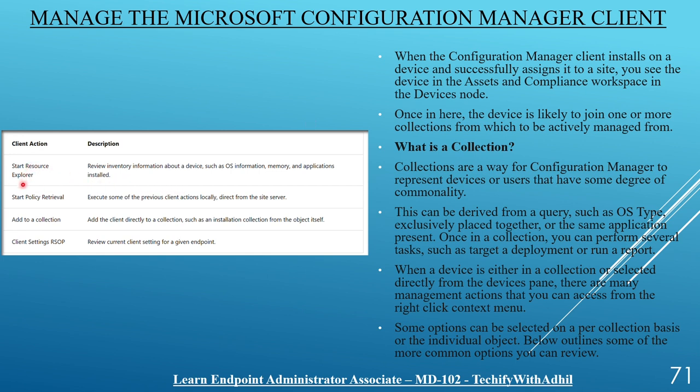You can see the client action Start Resource Explorer. What it does is review inventory information about a device such as OS information, memory, applications installed, and so on. Then Start Policy Retrieval means executing some of the previous client actions locally, directly from the site server. Add to a collection: add the client directly to a collection, such as installation collections, from the object itself. Client Setting RSOP: review the current client settings for a given endpoint. So these are some of the collection-based options.